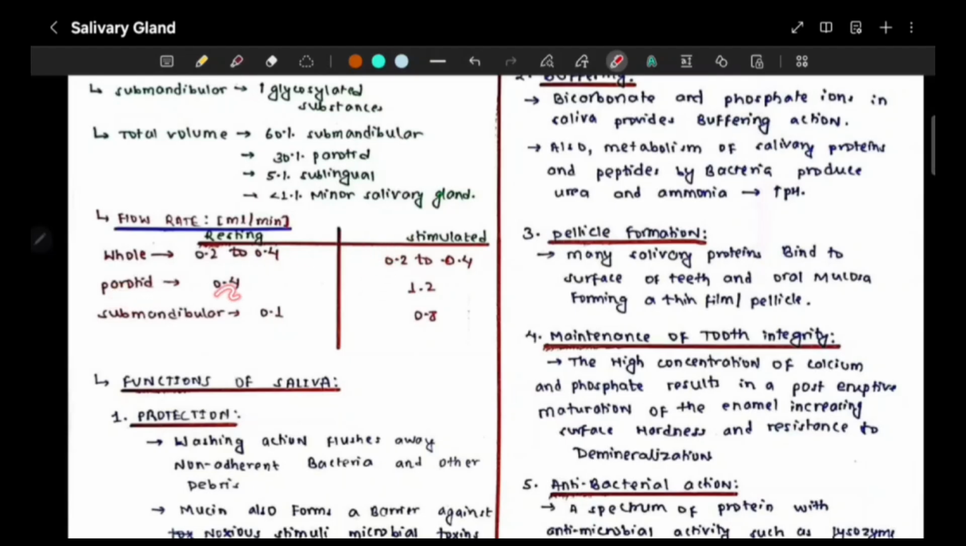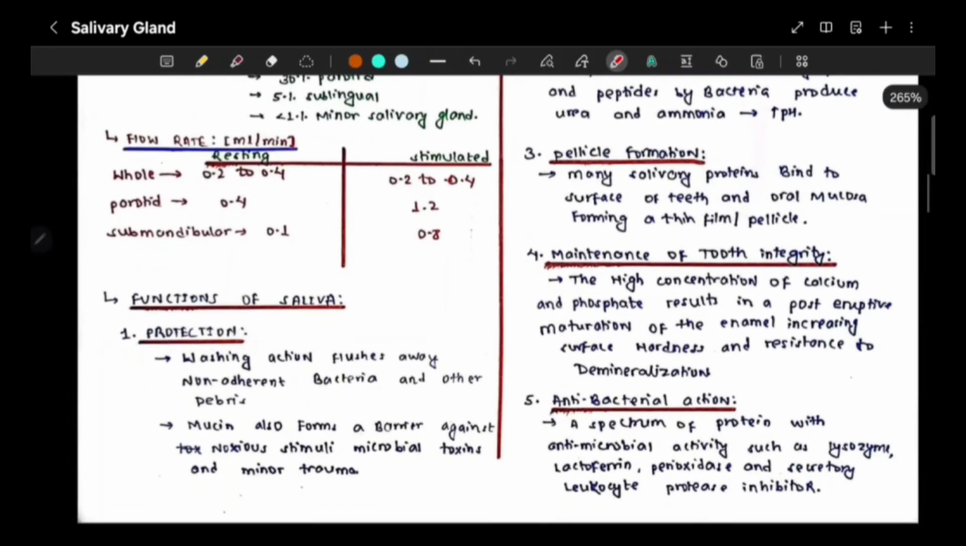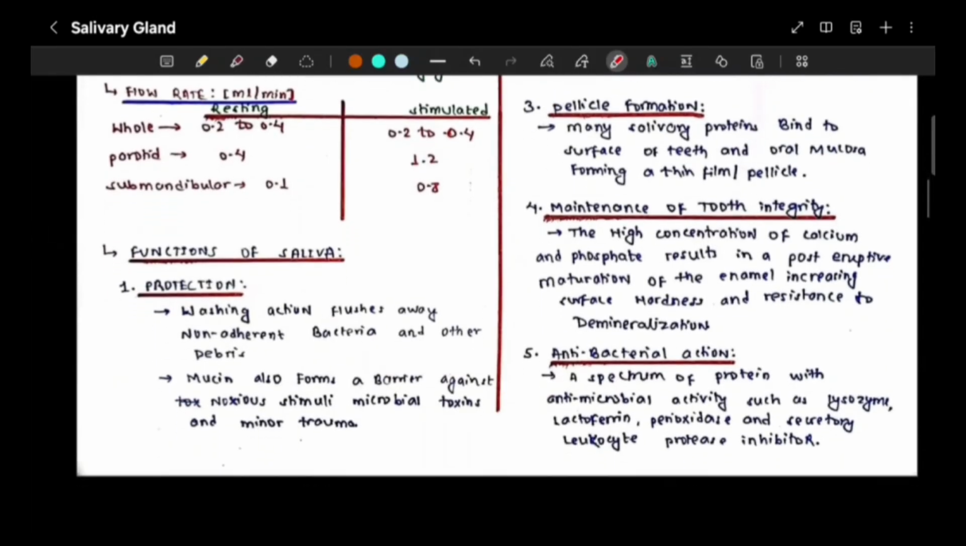After that, the parotid in resting condition secretes 0.4 ml per minute and 1.2 in stimulated condition. After that, the submandibular secretes 0.1 ml per minute in resting condition and 0.8 in stimulated condition. Now we will move to the functions of saliva.